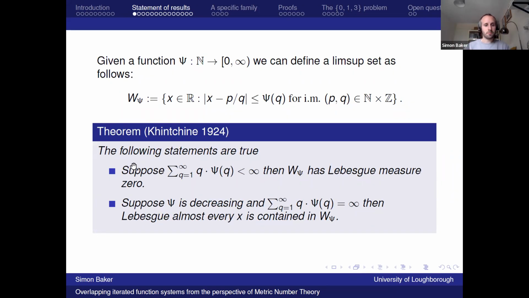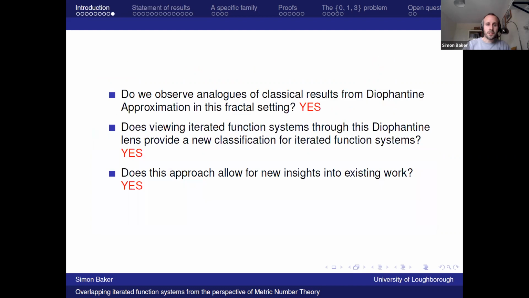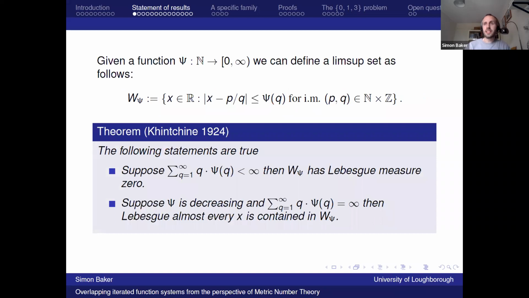And then we have this old result, which tells us that, under certain monotonicity assumptions, the Lebesgue measure is determined by the divergence or convergence of these summations here, which arise very naturally. So I'm now interested in saying, okay, in this first question, do we observe analogs of classical results from Diophantine approximation in this fractal setting? Well, the first result I'm going to be interested in is whether there is an analog of Khintchine's theorem for these sets.